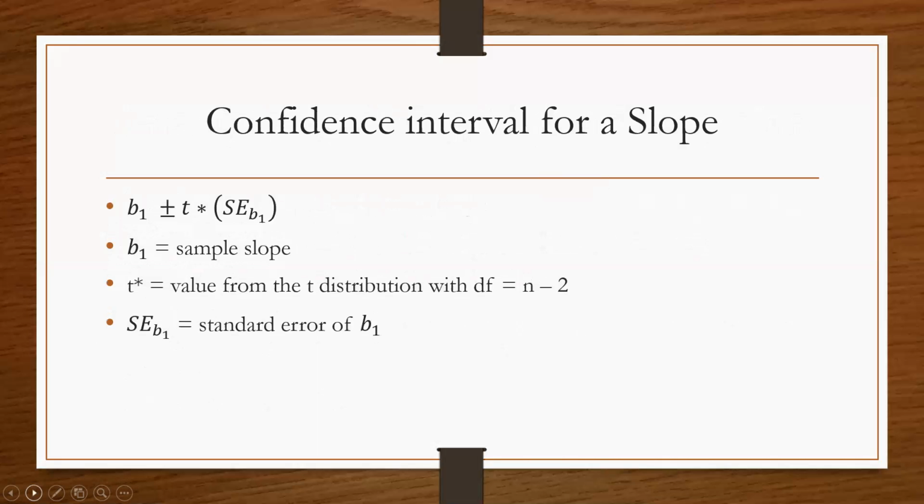All right, so confidence interval for a slope. You calculate it using this nice little equation of b sub 1 plus or minus t times the standard error of b sub 1. So b1 is just your sample slope. The t is the value from the t distribution when degrees of freedom equals n minus 2. And your standard error is just the standard error of the sample slope.